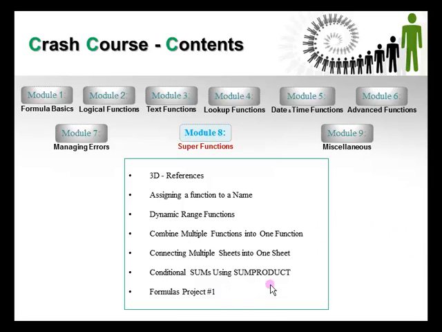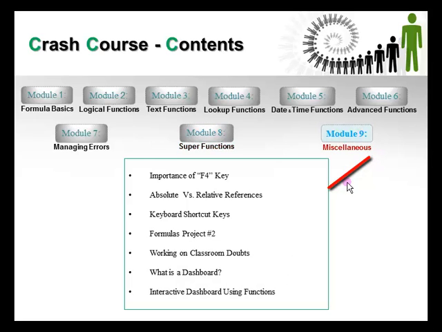Okay, this is project 1, and we will move on to miscellaneous, which is module 9, and the last one we have is project 2 here. Formulas project 2, and we'll see how it works beyond the basic level. The importance of the F4 key: what the F4 key is, how it works, and how effective it is when we use it. And absolute versus relative references: what is absolute and what is relative, and how this makes sense when working with Excel formulas.